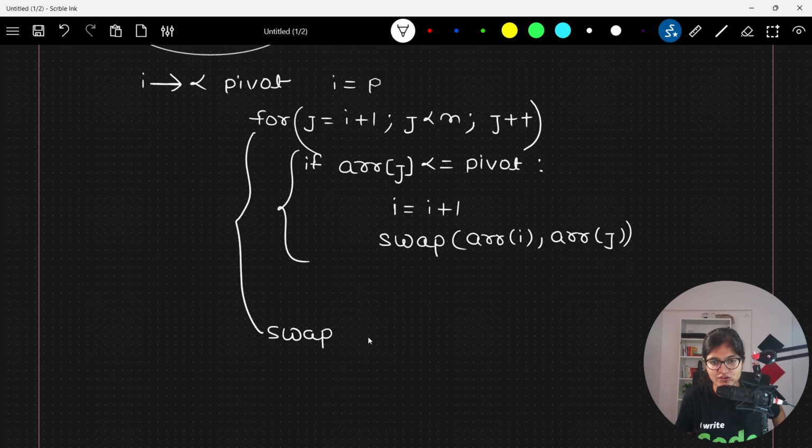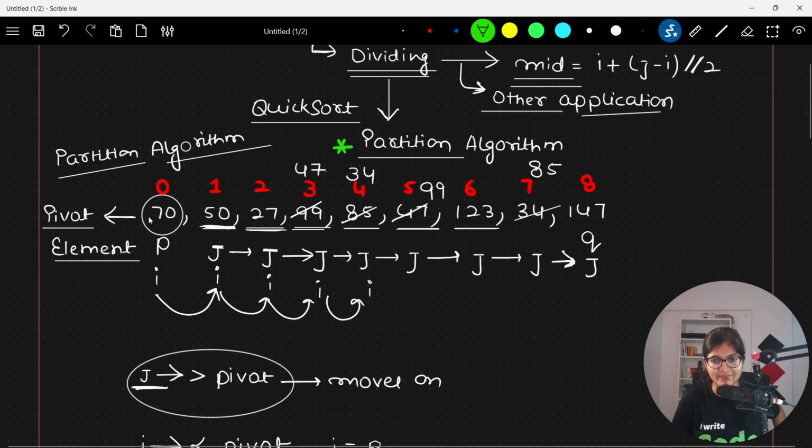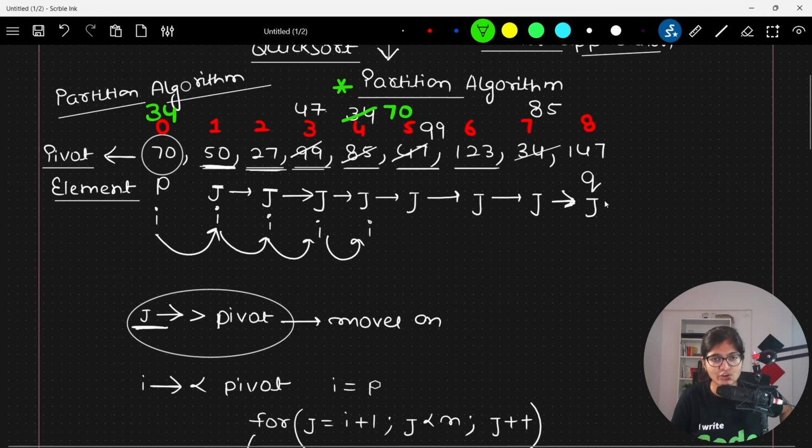That is the swap between the value of r of i and the value of r of p, which is the starting index, which I am considering as the pivot element. So there is a swap between these two values. The value of r of p is 70, and the value of r of i is 34. So 70 will go here and 34 will come here. Final swap will happen. Now, after the first iteration, how will your array look?